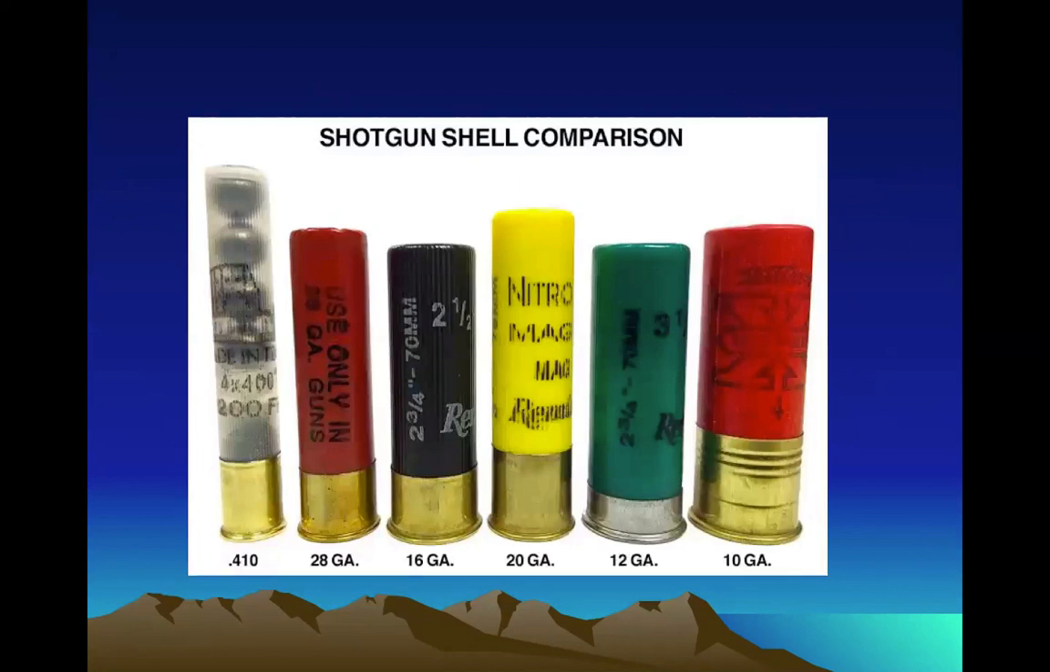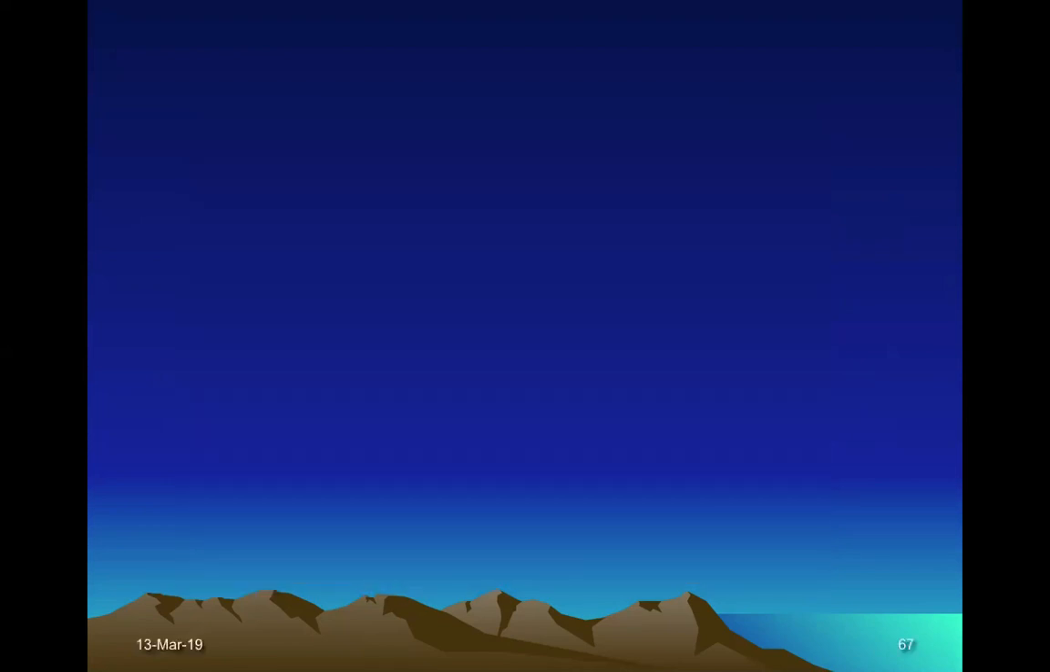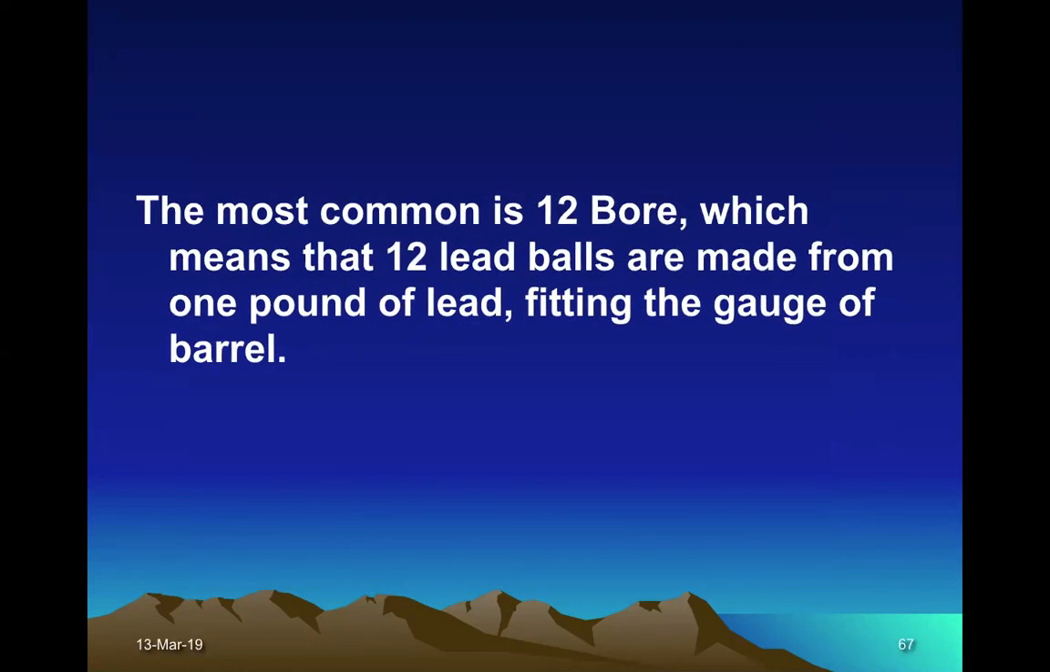This is the ammunition design of smoothbore weapon cartridges. On the left side, you can see the transparent case showing the lead balls. This is another picture. In the middle, there is a transparent case showing the lead balls. The most common, as we know, is the 12 bore, which means that 12 lead balls are made from 1 pound of lead, each fitting the gauge of the barrel.